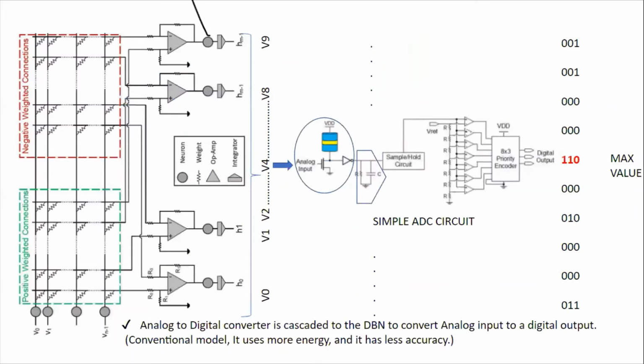This is a simple ADC circuit. It is an analog to digital converter that is cascaded to the deep belief network to convert analog input to a digital output. This is a conventional model. It uses more energy and it has less accuracy compared to the ones that we are proposing.